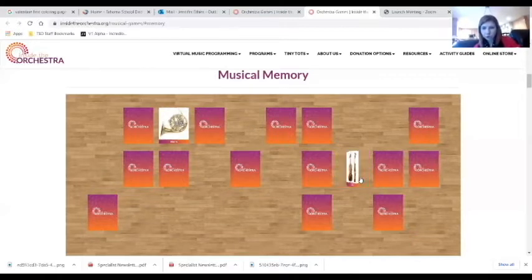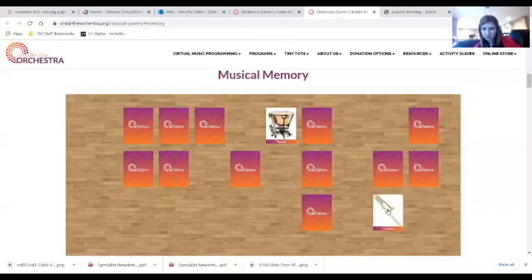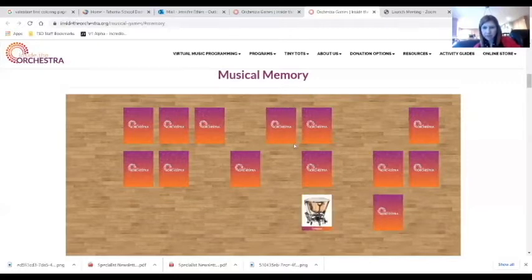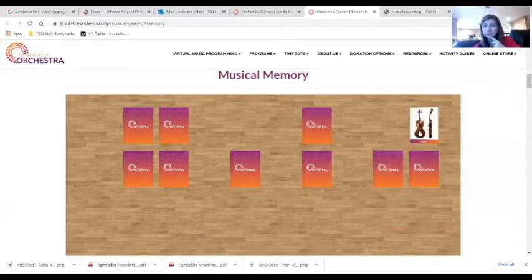Okay, let's see. French horn. Ooh, I saw violin. Was it this one? Cymbals. I have not. Ooh, timpani. Was this one? No, I think it was this one. Timpani. Whoop, whoop. Okay, and let's see. Trombone. Trombone is brass, right?